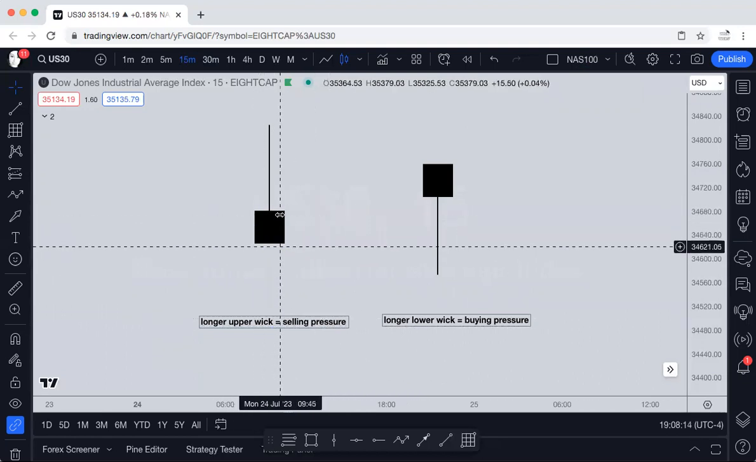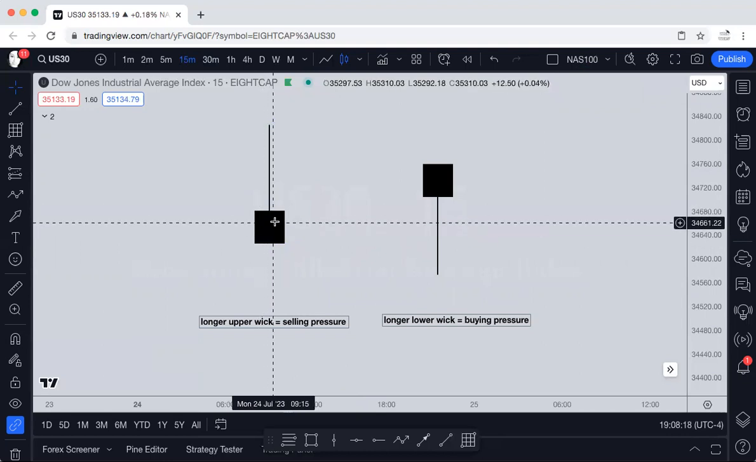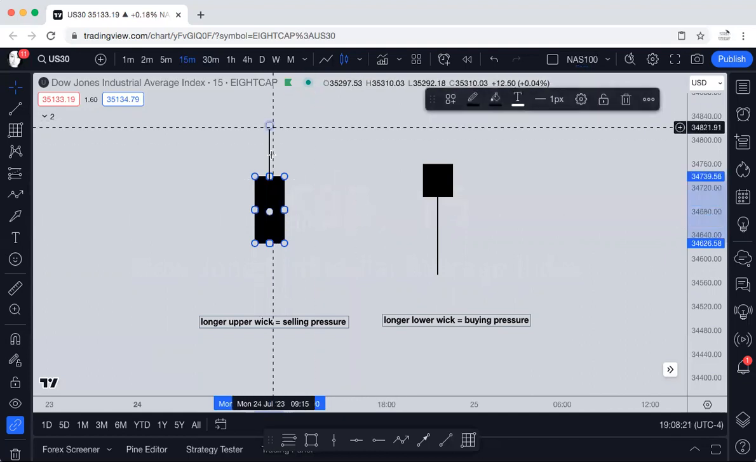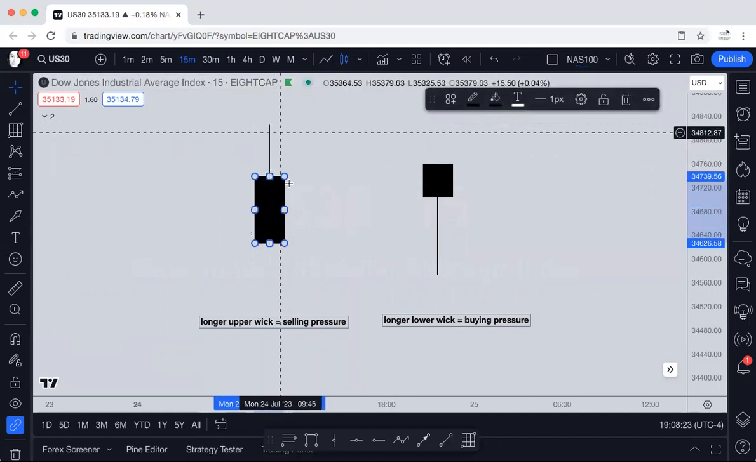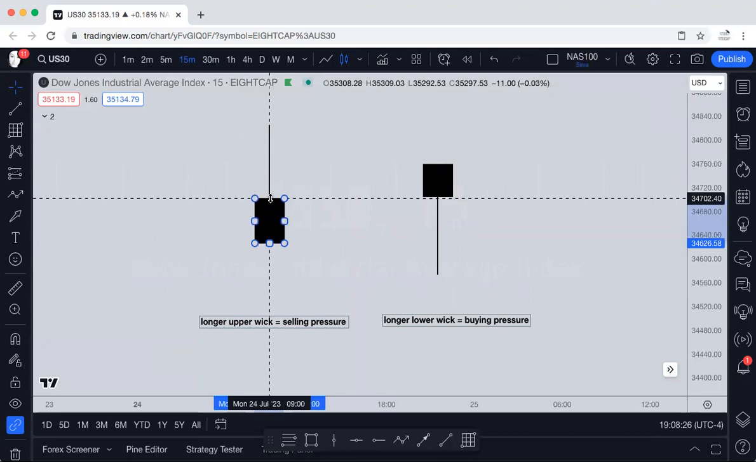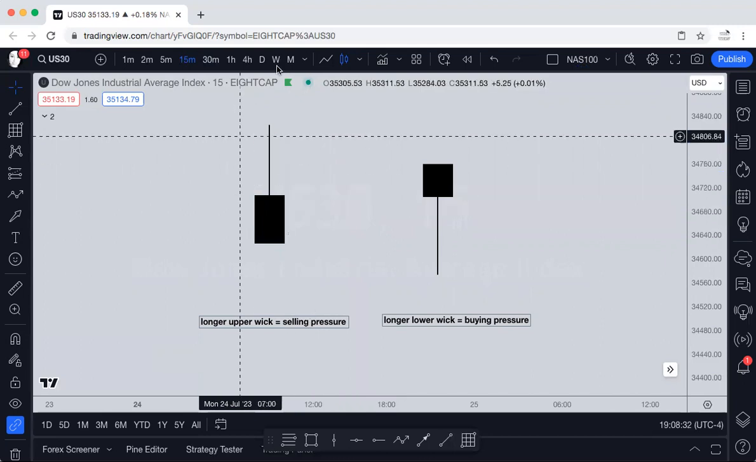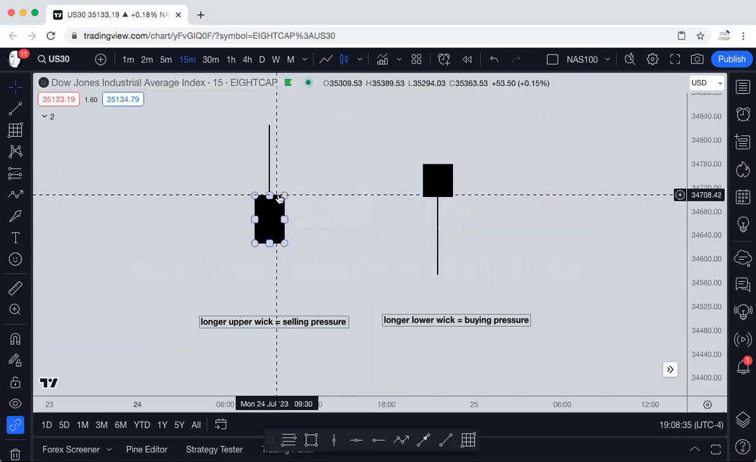Your sellers are trying to come into the market. The candle body does not necessarily have to be this small. You could have it like this, but the fact that your upper wick is extremely, extremely big or longer than you usually see it, that means your sellers are trying to come into the market.